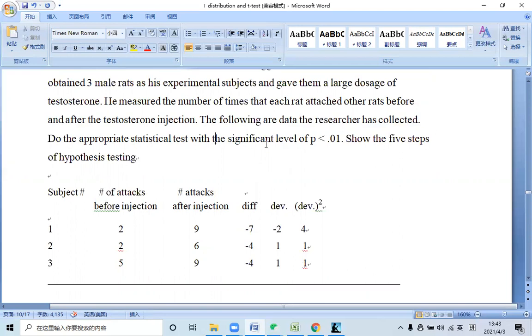Now we want a different p-value, a significance level of 0.01. That is more stringent than 0.05. And let's see. Let's calculate the basic statistics.